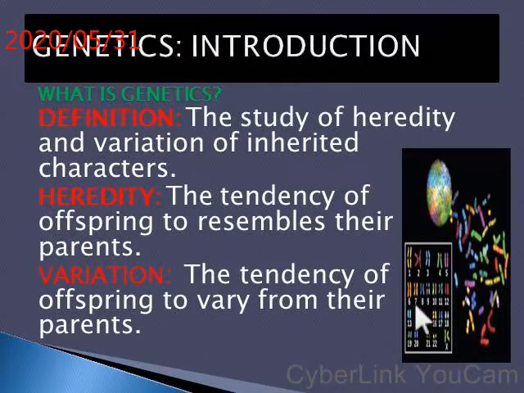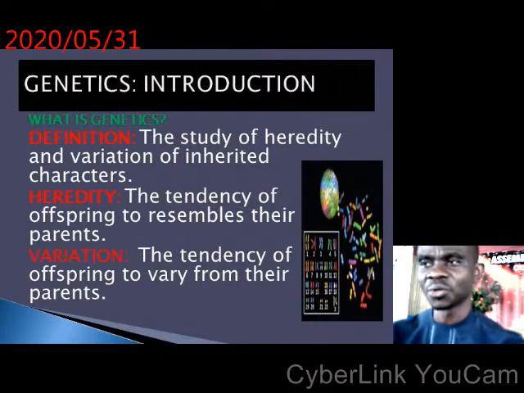Now, the second word there is variation. What is variation? You sometimes would like to ask questions like, what causes the differences between sisters and brothers of the same species? What causes the differences between a sister and a brother of the same parents? That is variation within the same species. So variation is a tendency of offspring to vary from their parents. That is variation. The differences in characteristics between individuals of the same species is what we know as variation in genetics.